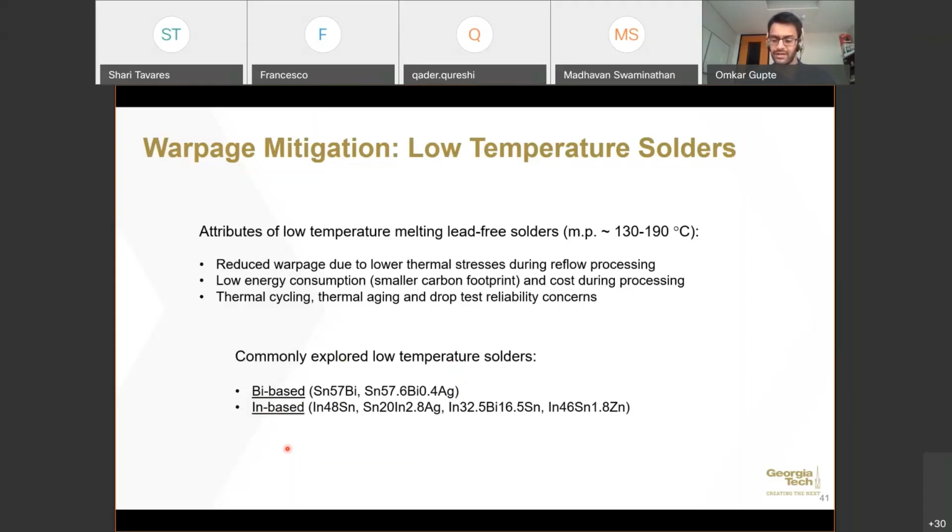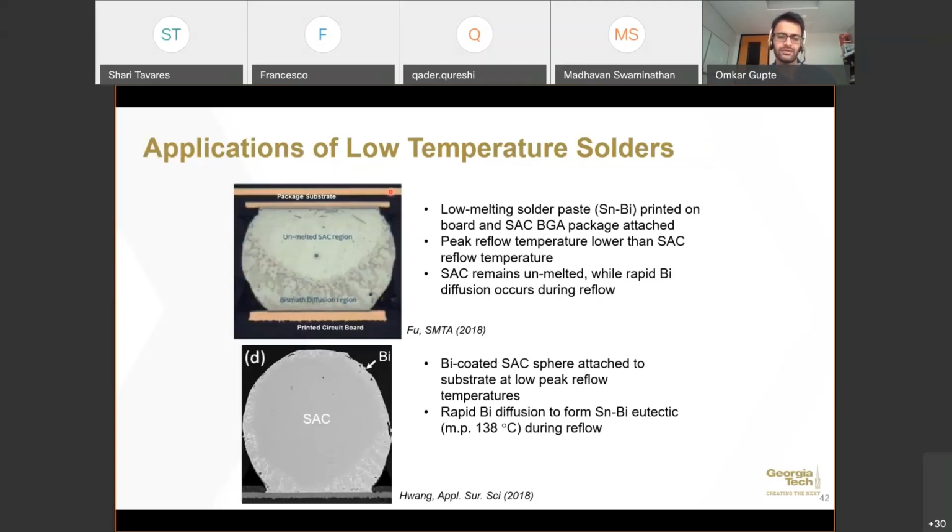And indium based solders, since the melting point of indium is much lower, have a very low melting temperature, so sometimes it can be below the operating temperature range, in which case these solders cannot be used. But they are alloyed with different elements to improve the reliability of these solders, which we'll be talking about in the next few slides.